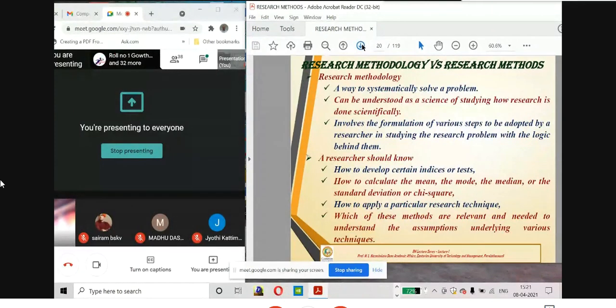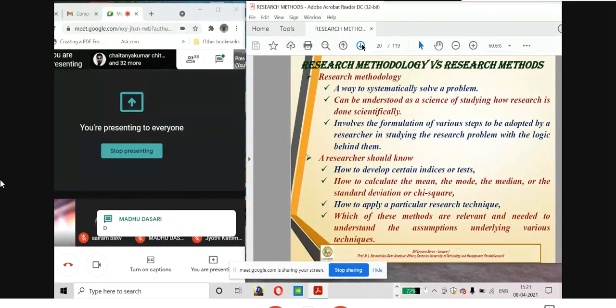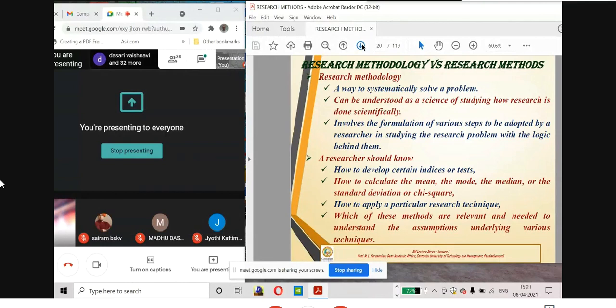Okay. Now, what is research methodology? Research methodology is a way to systematically solve a problem. It is not enough that you have certain tools. You have to properly use those tools in a systematic manner, in a defined way. So there are a number of steps which are to be followed in a particular order. You cannot deviate from that order.